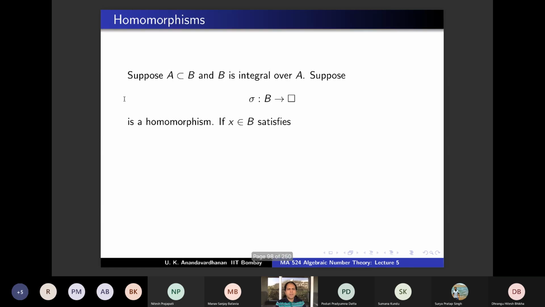And then I'm going to make a claim. Why don't you try to guess what should be my result, which will come here at the end of the slide. You have a homomorphism and x is integral. Suppose B is integral over A, what should be my claim?